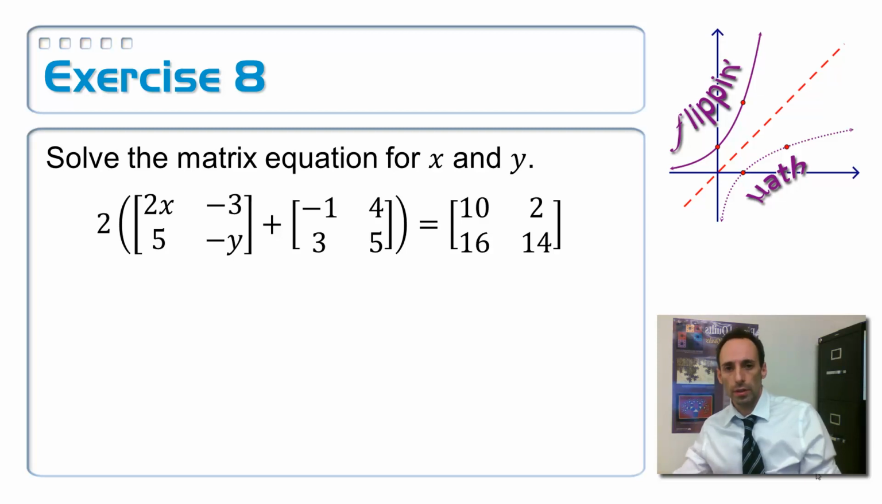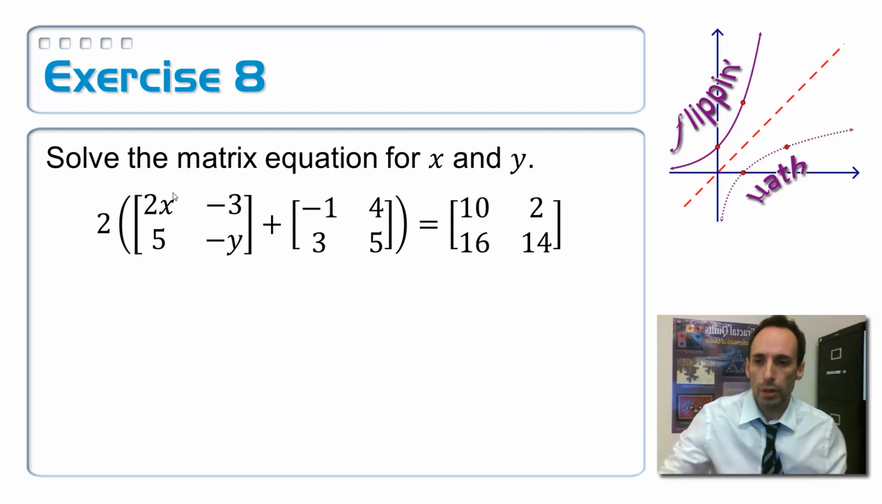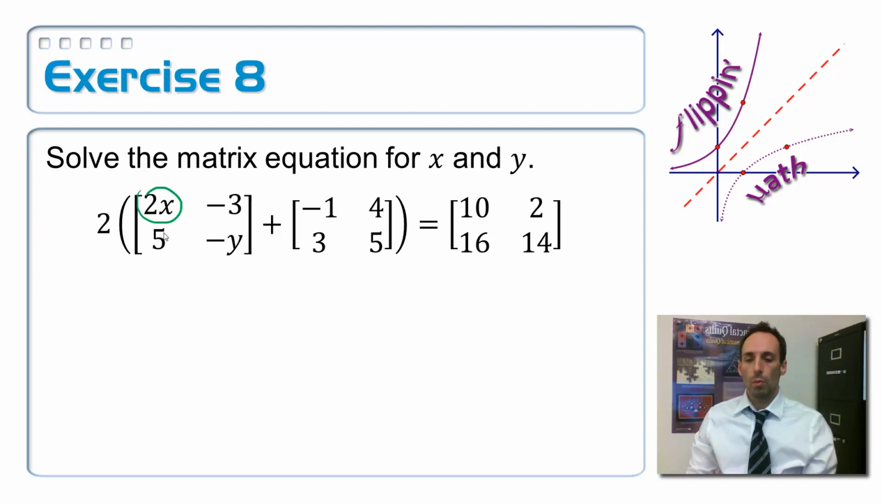And if you take a look at this equation here, you can see that I have some missing entries. Like, for example, here's where the 2x is. Well, in order to find out what that element is, all we have to do is just make an equation from the corresponding elements. So I would have 2 times the 2x plus negative 1, and those entries are going to correspond to the answer of 10.